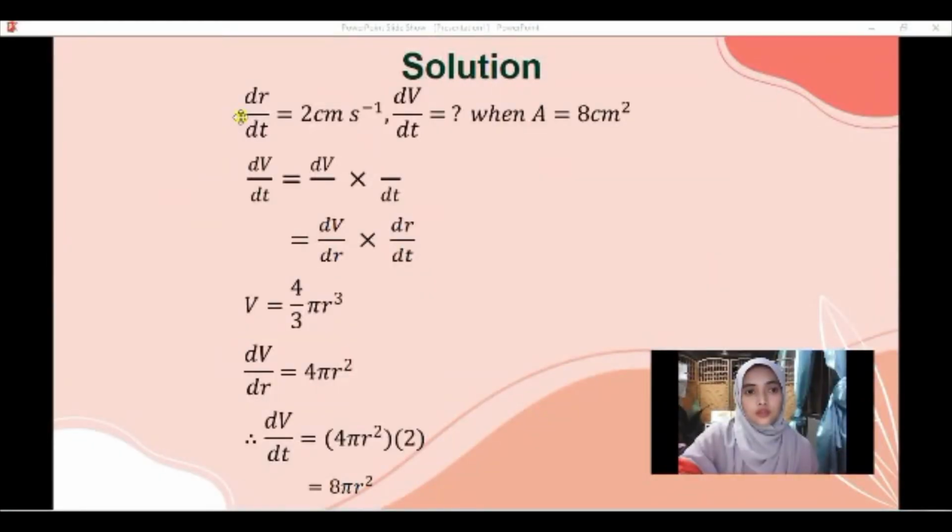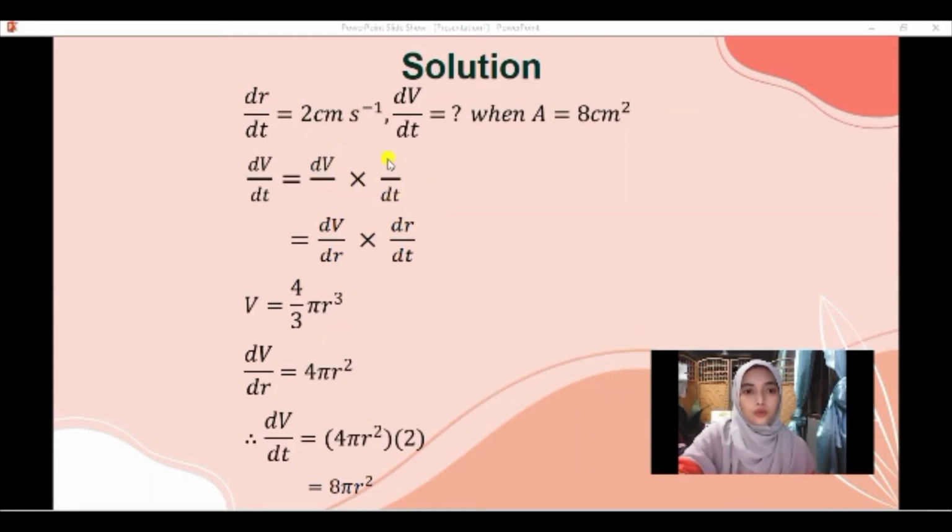Next, the solution. The problem states that the radius is increasing constantly at 2 cm s^-1, which means the rate of change of radius is positive 2 cm s^-1. The problem is how fast the volume is changing, so it must be related to time, which is the rate of change of volume when the surface area is 8 cm squared, which is A equals 8 cm squared. So what we want to find here is the rate of change of volume. We can build a relation where the numerator is dV and the denominator is dt.